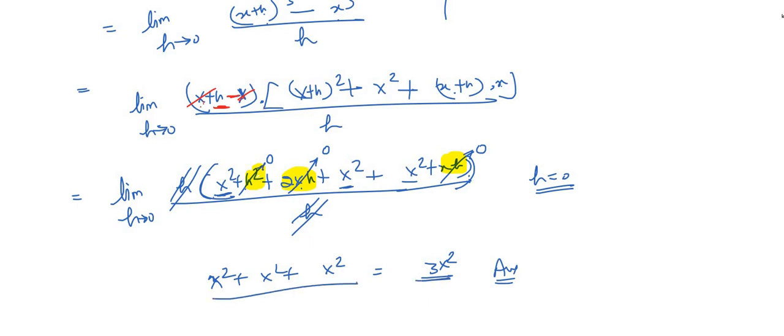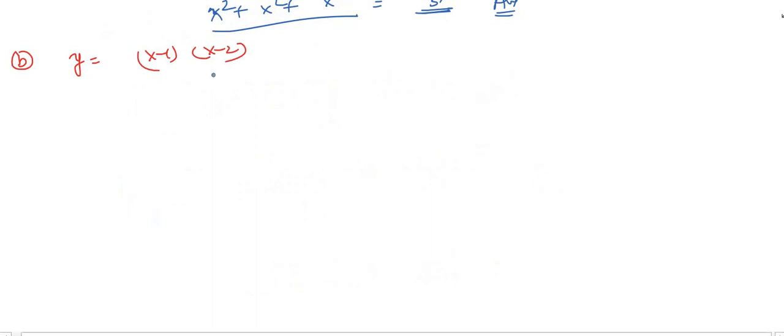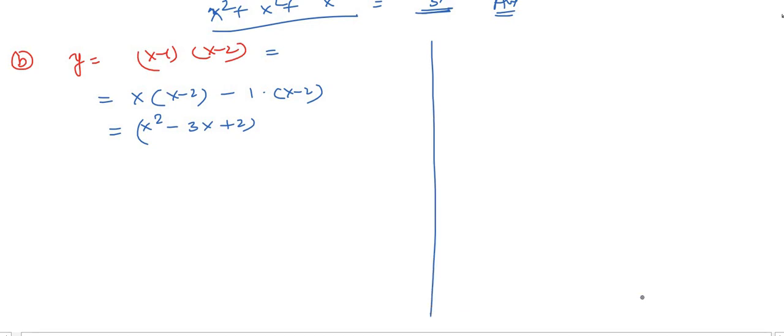Next part of it. In the next part they are saying find the derivative of this using first principle. So let me first simplify it. So what is this actually? x into x minus 2 minus 1 into x minus 2. So if you simplify, you will get x square minus 3x plus 2. Try to simplify it. Okay guys? So this is what I am getting.